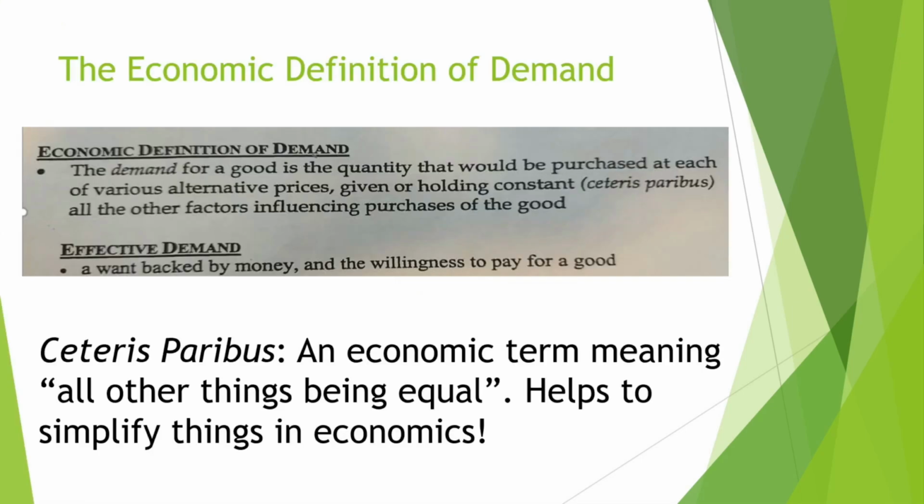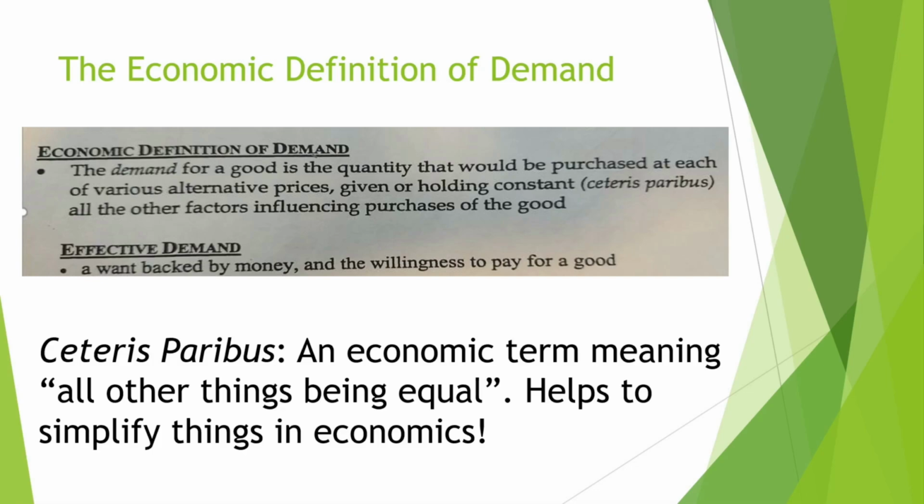So the economic definition of demand states that the demand for a good is the quantity that would be purchased at each of various alternative prices, given or holding constant, ceteris paribus, all the other factors influencing purchases of the good. So it's important to note here the ceteris paribus assumption, which just means all other things being equal.